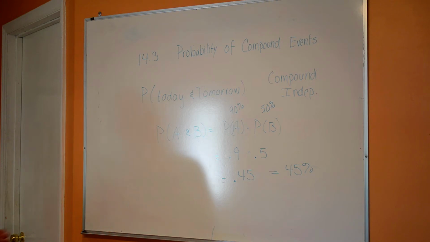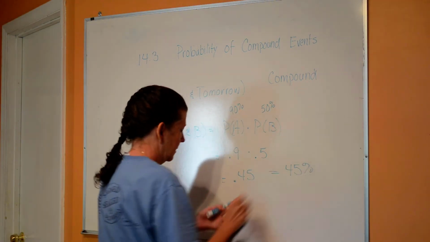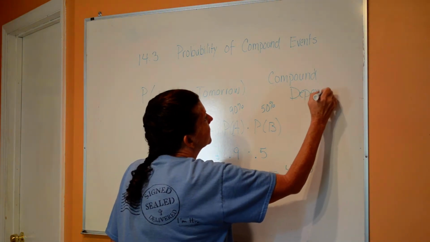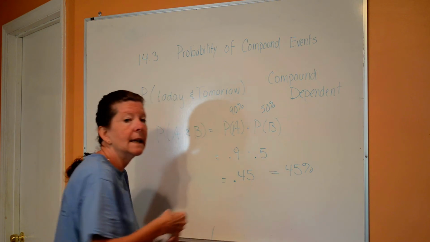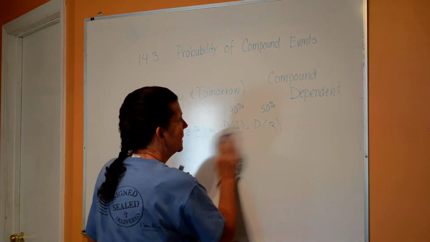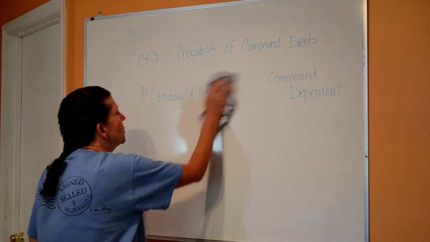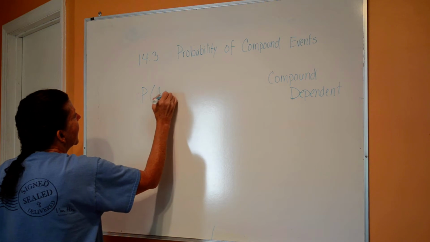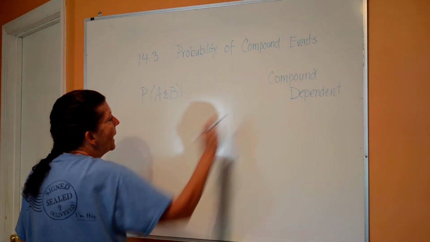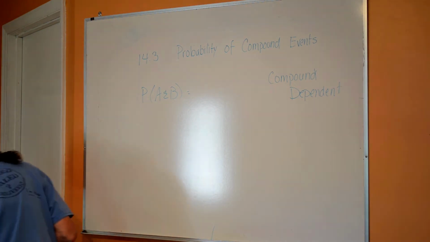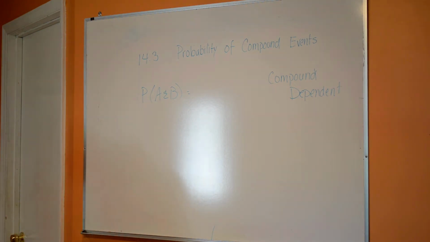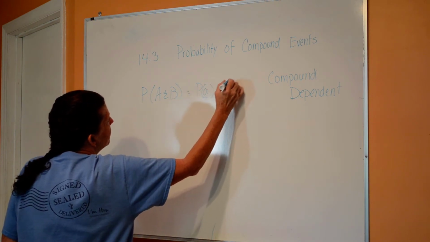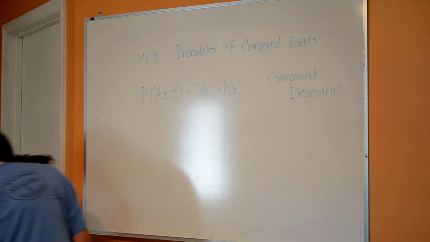Sometimes, however, my events are compound, but they're dependent. One depends on the other. And I'm going to use a deck of cards to try and show you this. The probability of A and B, if they are compound and dependent, is going to end up being the same thing. It's the probability of A times the probability of B, but one affects the other.